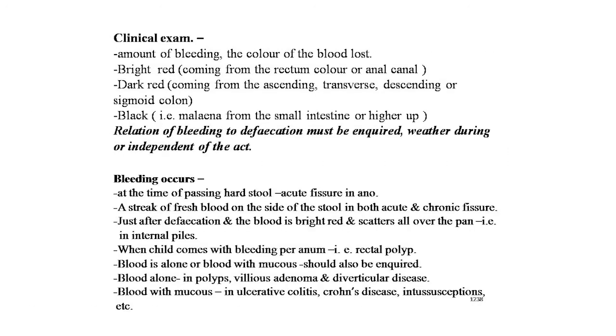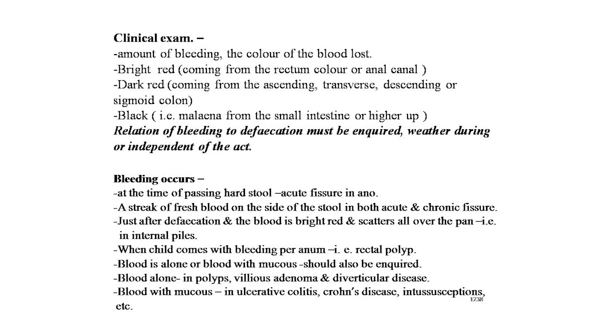Now the clinical examination: amount of bleeding and the color of the blood loss. This inquiry must be made regarding the amount of the bleeding and the color of the blood. Bright red comes from the rectum or anal canal. Dark red comes from the ascending, transverse and descending or sigmoid colon. Black color is from the small intestine and higher up.